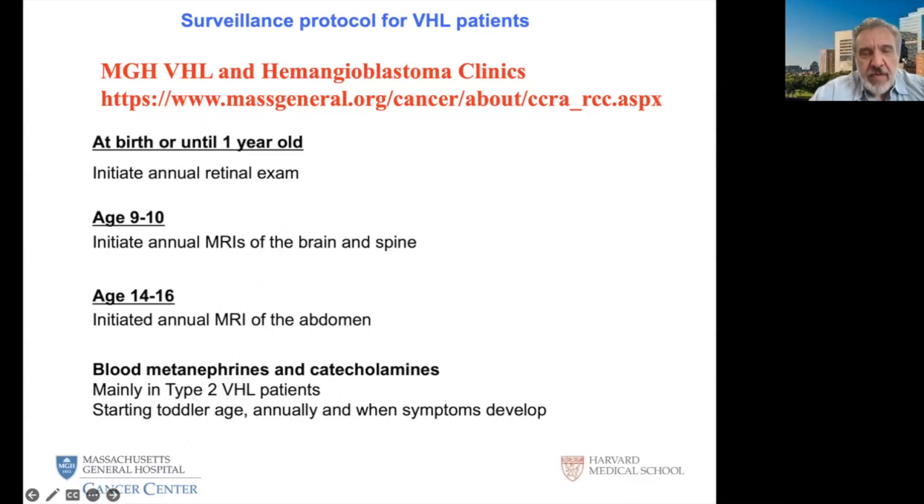And around the age of 15 or 16, we do an MRI of the abdomen to look for pheochromocytomas and renal cell carcinomas and neuroendocrine tumors. In type 2 patients, who may have pheochromocytomas, we also check blood metanephrines and catecholamines, and we start around toddler age, and we do them annually, or if any symptoms develop. In the kids, we do it earlier than this.